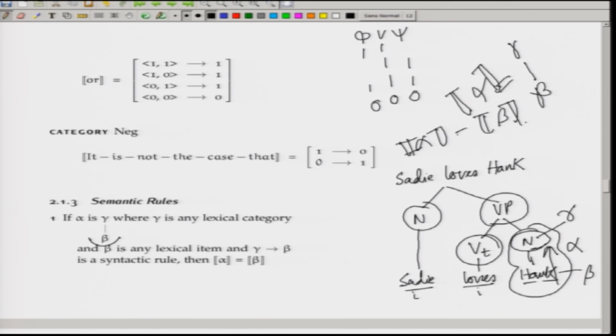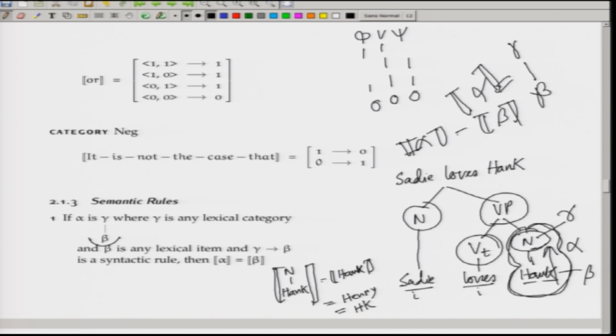So, what is beta in our case? Hank. So, precisely they are saying, what is the reference of this branch? That is n goes to Hank. The reference of this branch is actually the reference of Hank. So, the reference of the entire branch is Henry, or in short, as we have seen, we can use the abbreviated form HK, Henry Kissinger. So, HK will be the reference of the entire branch.